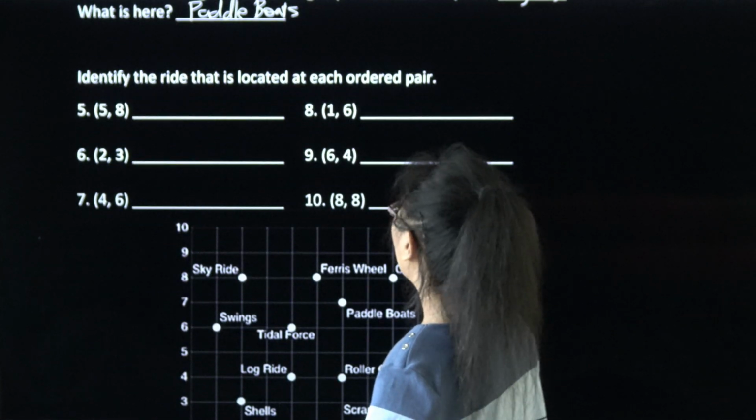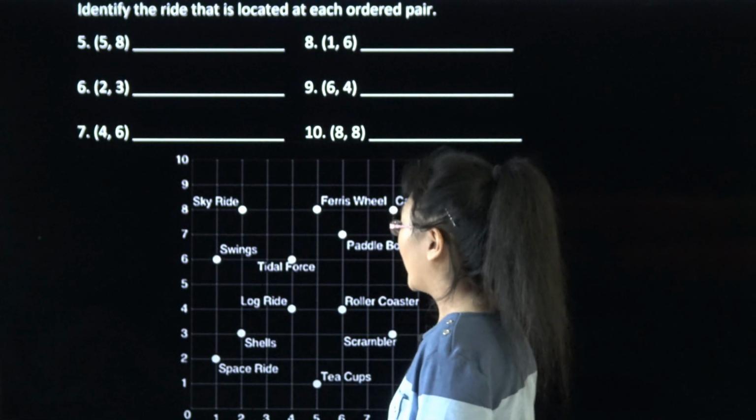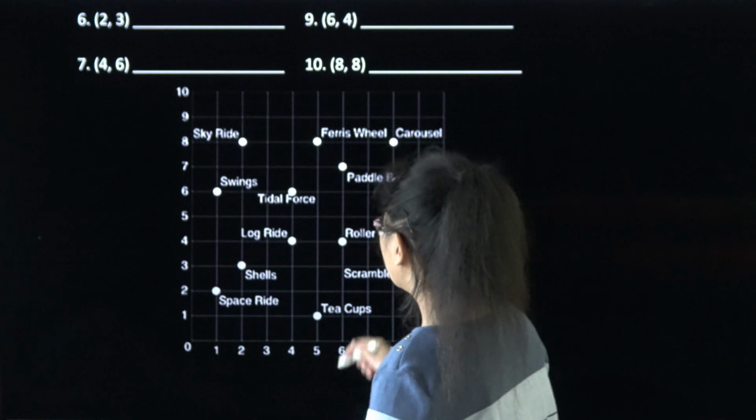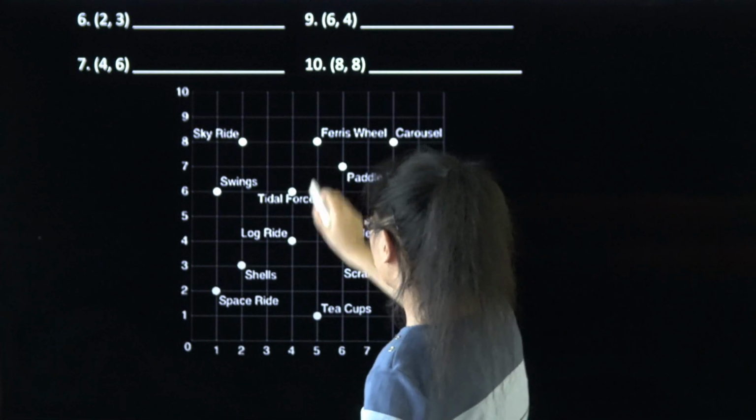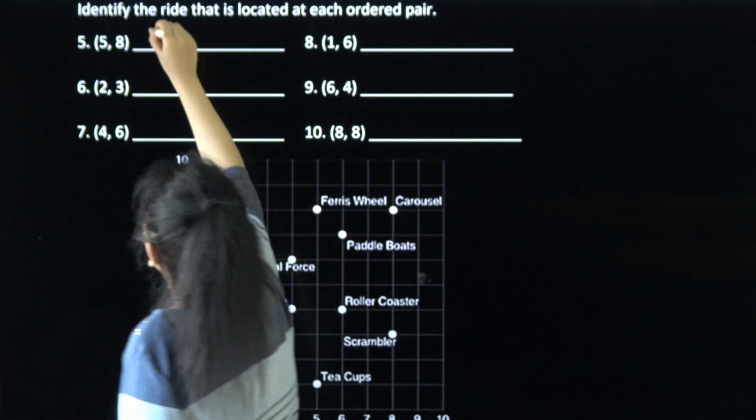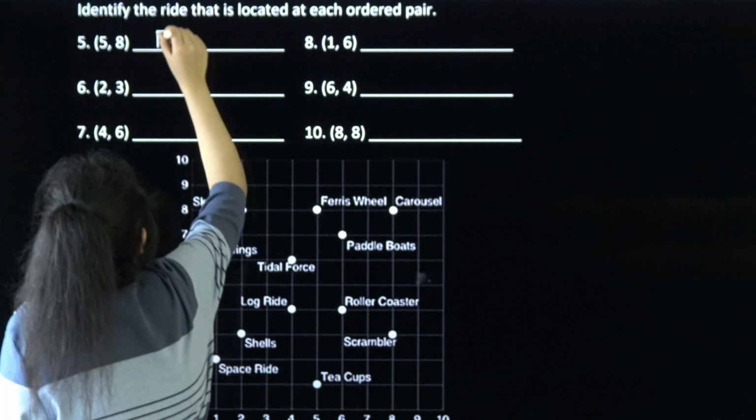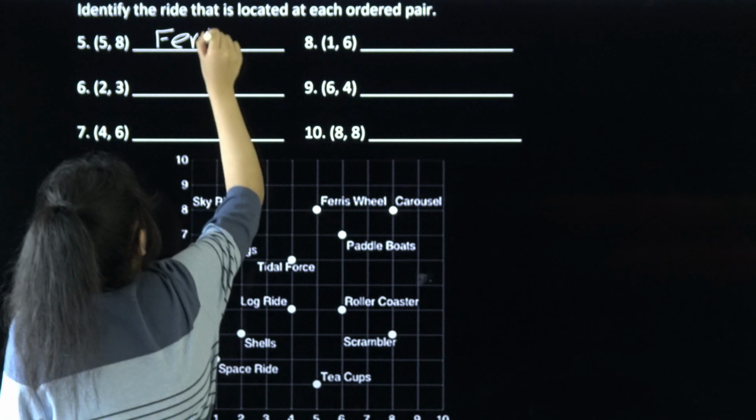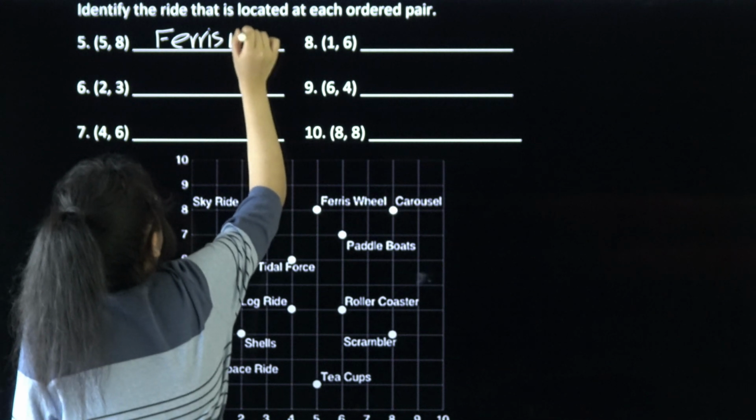Now we identify the ride that is located at each of these ordered pairs. So 5, 8. We go to 5, and then we go up 8, and then we see that it's the Ferris wheel. Now we write Ferris wheel.